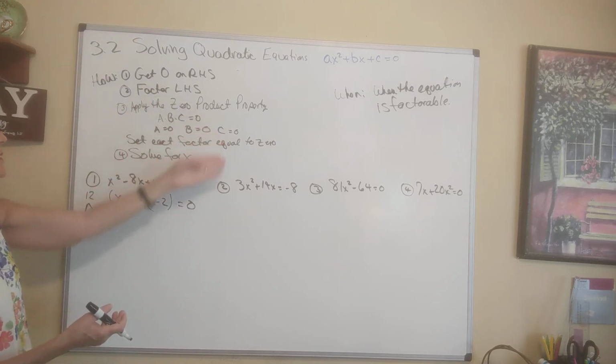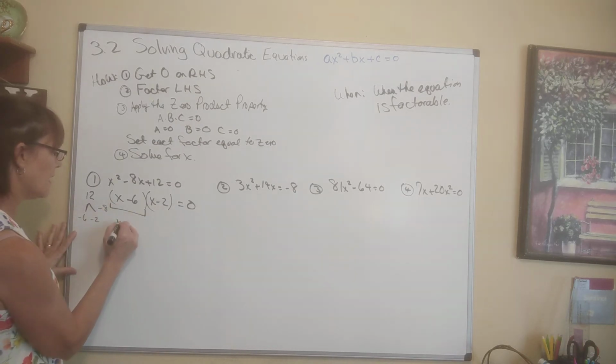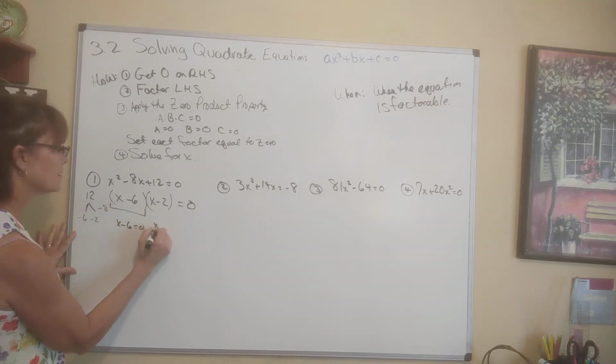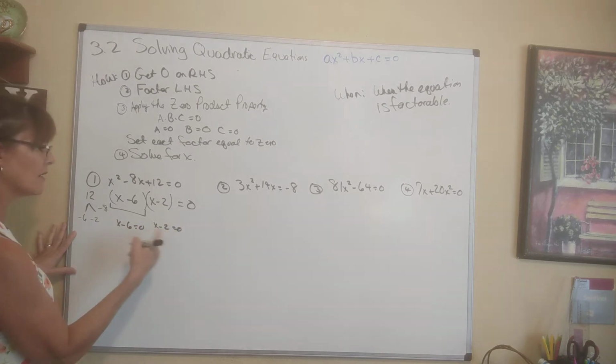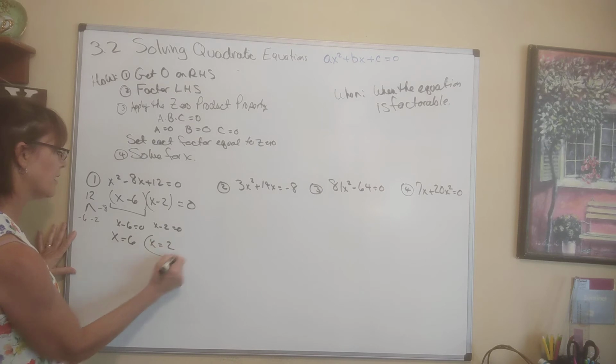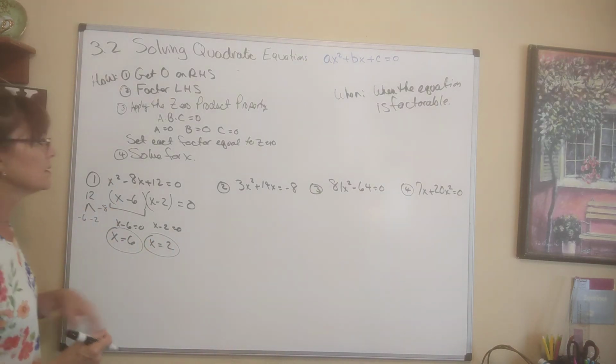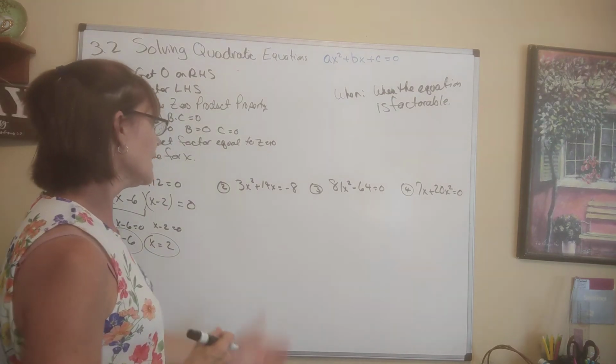Now we're ready to apply the zero product property, which says to set this factor, x minus 6, equal to 0, and this one, x minus 2, equal to 0, and solve for x. This will be true when x is 6 and x is 2. So here are my answers to this particular equation.